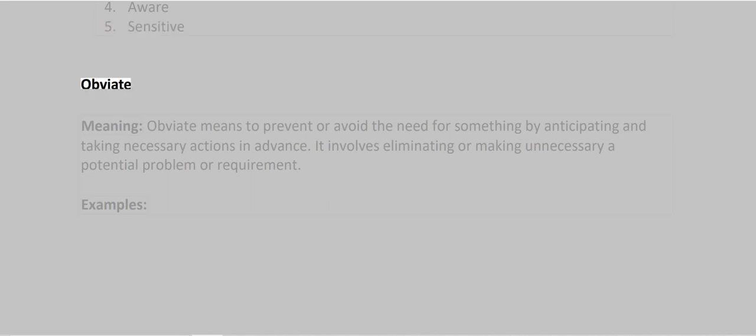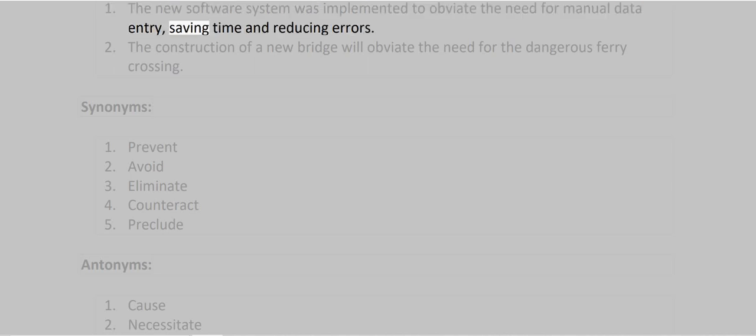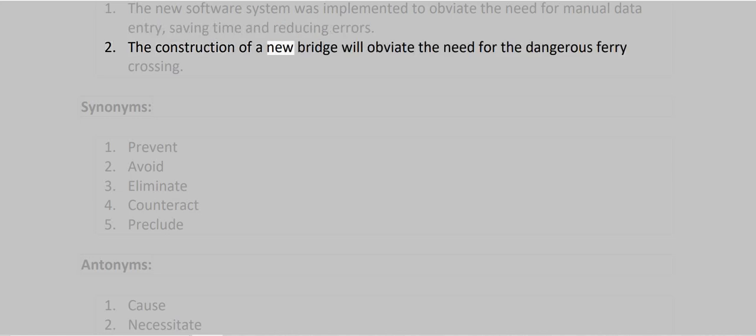Obviate. Meaning. Obviate means to prevent or avoid the need for something by anticipating and taking necessary actions in advance. It involves eliminating or making unnecessary a potential problem or requirement. Examples. 1. The new software system was implemented to obviate the need for manual data entry, saving time and reducing errors. 2. The construction of a new bridge will obviate the need for the dangerous ferry crossing.